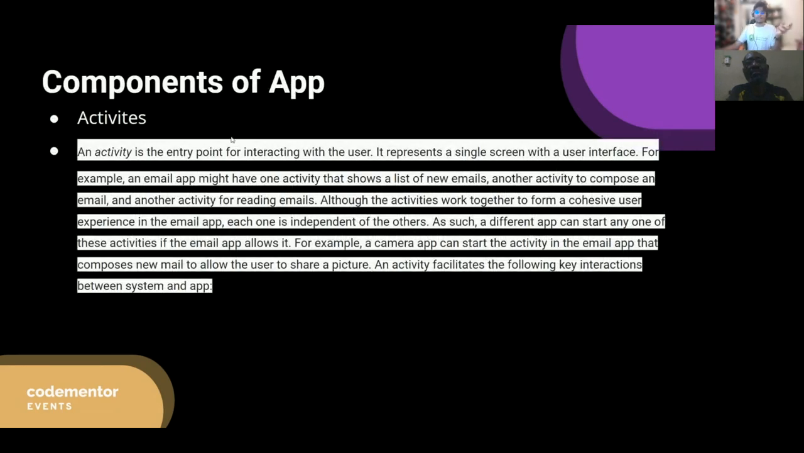So components of an app. Basically, we have an activity as a component. Activity is the entry point for interacting with the user. It represents a single screen with a user interface. For example, as I have given the example already of an email app, which might have one activity that shows a list of emails, another activity to compose an email, another activity for reading an email. So they have multiple activities, as I said. Although the activities work together to form a cohesive user experience in the email app. So hope you get it.